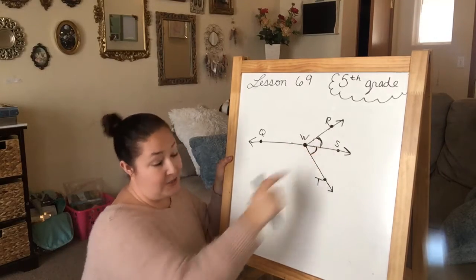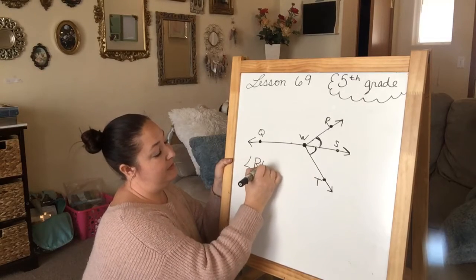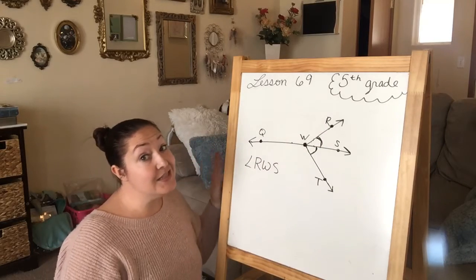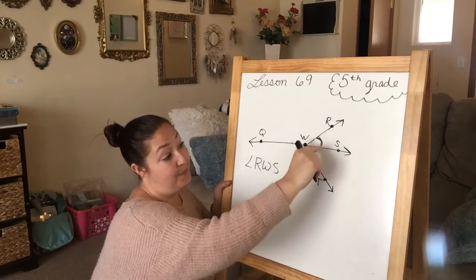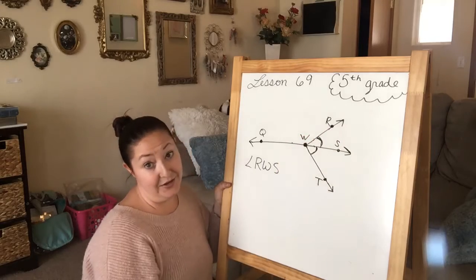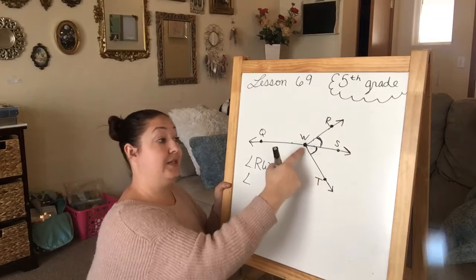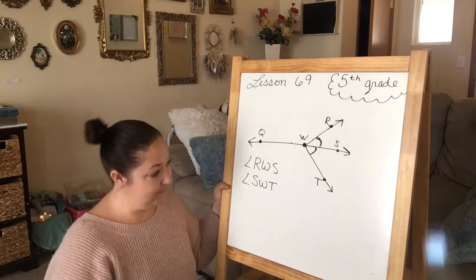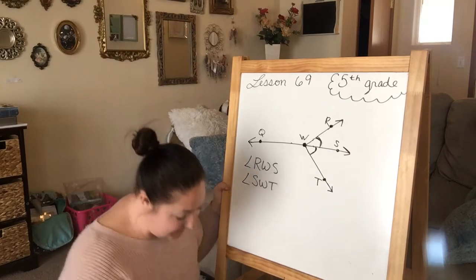So what's the complement of RWS? We have angle RWS. The complement of RWS is SWT, because they both added together equal 90 degrees, because this whole thing is 90 degrees. So our complement is SWT or TWS. Get it? Yeah? Okay, we'll go to the next page.